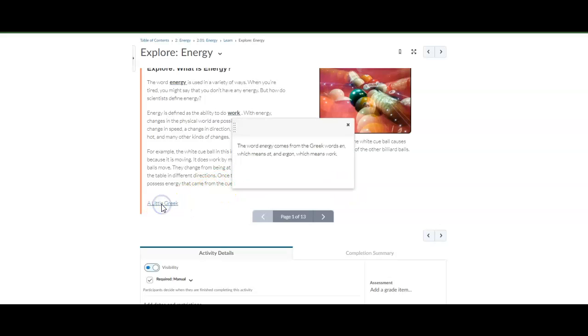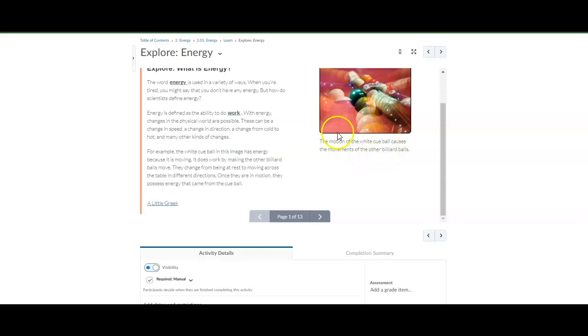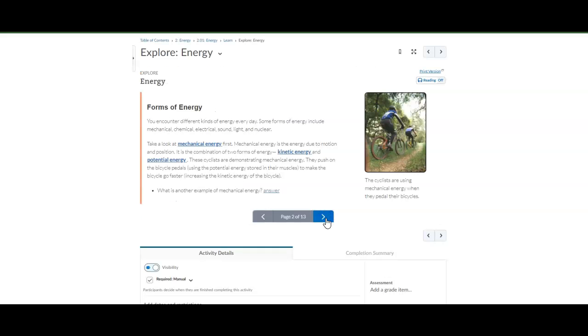So let's look at this little picture, a little Greek. It's telling you the word energy comes from the Greek word en, which means at, and ergon, which means work. So, at work. And again, we're just looking at that picture. So we have number one, the definition of energy. The guiding question has been answered.